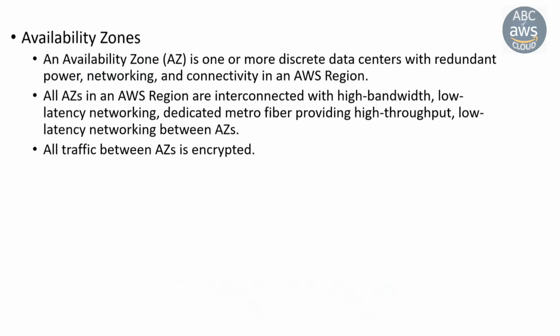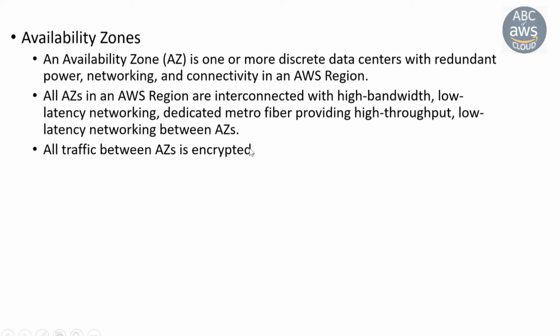An availability zone is one or more discrete data centers with redundant power, networking, and connectivity in an AWS region. So availability zones have their own power and networking. If one region has 3 availability zones and one availability zone fails, maybe due to a power problem or some disaster, the other 2 availability zones will serve that region. So the region will not fail all at once. One availability zone may fail, but the others can serve any request.